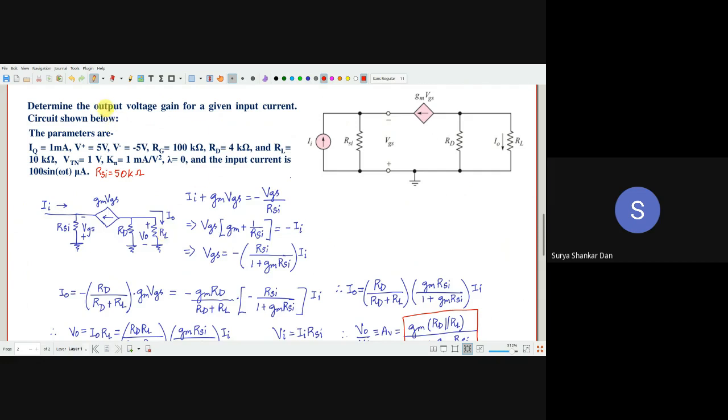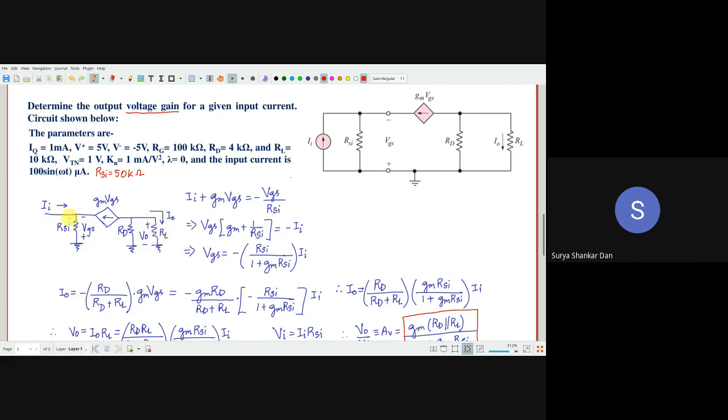You have to find out the output voltage gain, not the current gain. Although the circuit is given as a current amplifier, with Io and Ii, it is the voltage gain which is being asked for. So that means you just have to find out Io into RL as the Vo.